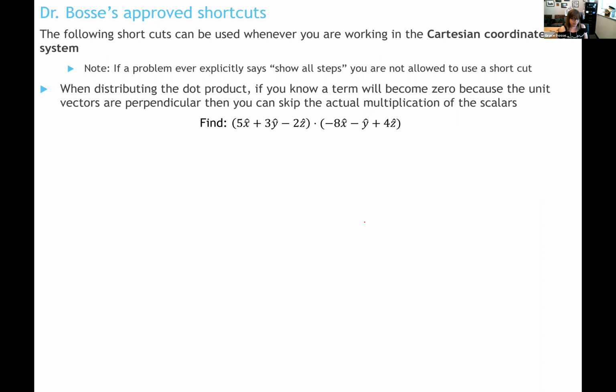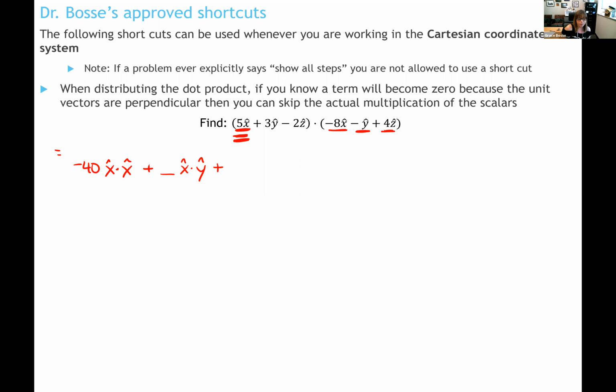So let me show you an example here. Let's say that we were distributing this dot product. I have two vectors here. The next step that I would do is I'm going to FOIL this out. I'm distributing the dot product. So I would do this 5x hat term times this negative 8x hat term. That gives me negative 40 x hat dot x hat. The next term, I'm going to do the 5x hat dotted with the negative 1 y hat. I know that that's going to become a zero because x hat dot y hat is zero. So I'm just not going to even bother multiplying the scalars. I'm just going to write something times x hat dot y hat. The next term, I'm going to have this 5x hat dotted with 4z hat.